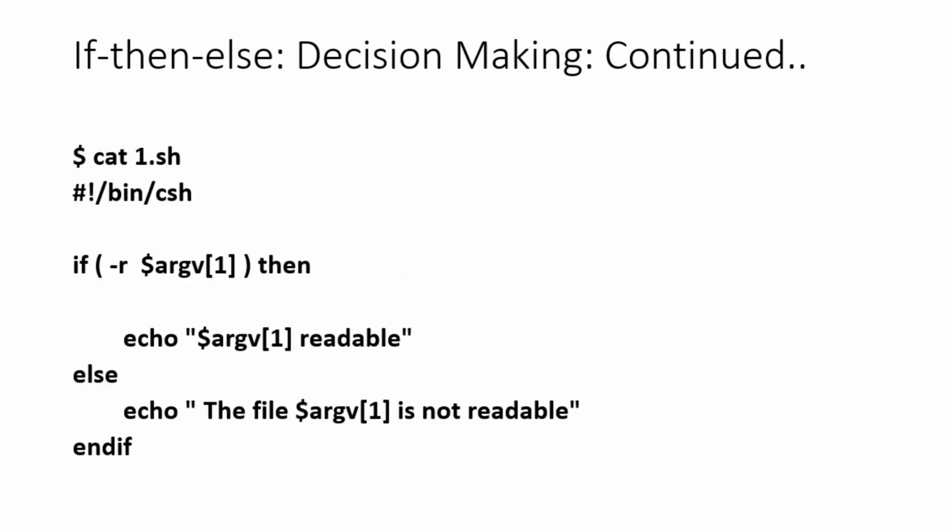Consider the script 1.sh. We are using the positional parameter argv[1], which means the script expects a file name after the script name. The -r operator checks if the file is readable. If the file is readable, then the code echo $argv[1] readable is executed. If the file is not readable, then the code echo the file $argv[1] is not readable is displayed on the monitor.